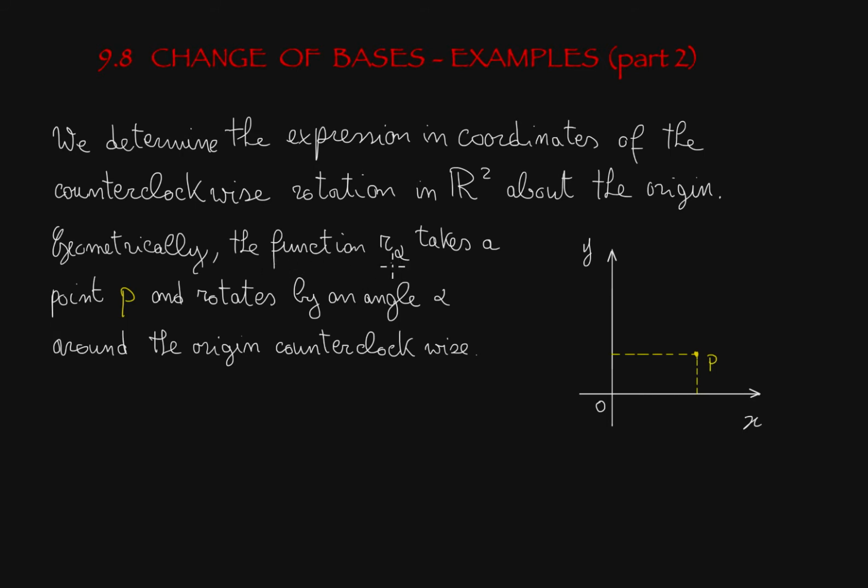Geometrically, the function R alpha, this is the name we will use for the rotation counterclockwise by an angle alpha, takes a point P and rotates it by an angle alpha around the origin counterclockwise. The rotation axis is the origin. We take a ray starting from the origin and passing through P. We take another ray that forms an angle alpha with the first ray, and the image of P will be obtained taking a point on the second ray at the same distance to the origin as P. We will call this R alpha of P.